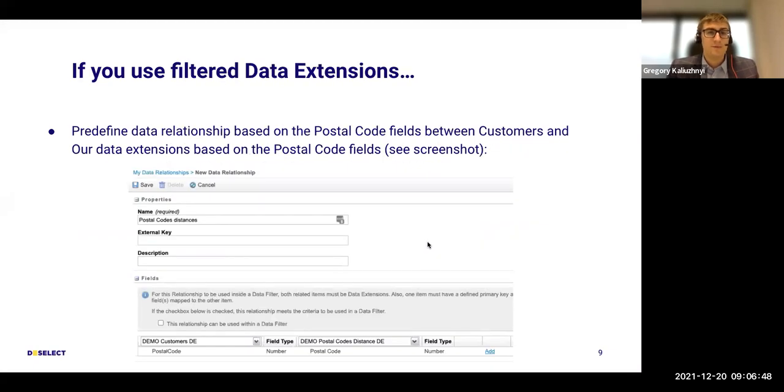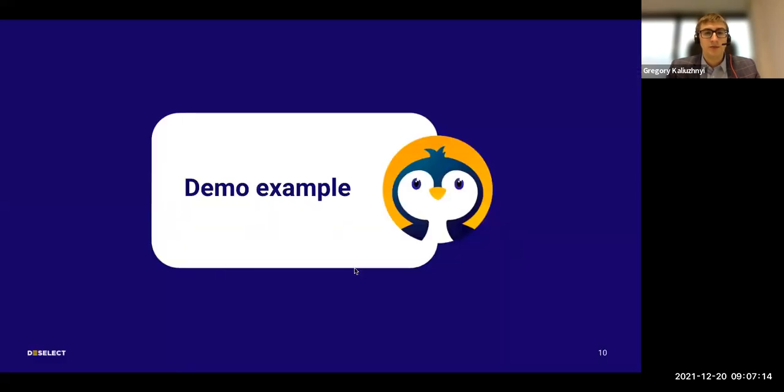Lastly, if you use filtered data extensions, you can also predefine this in your Email Studio, where you can define new data relationship. And again, the process would be the same. So you need to define that customers and postal code data extensions relate on postal code fields in both data extensions. All right, so once this step is done, then we can actually proceed and use this information for audience segmentation.